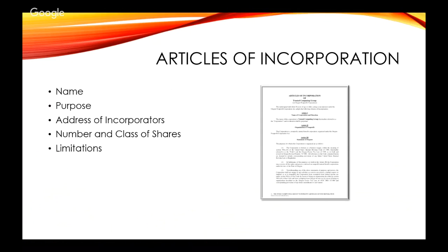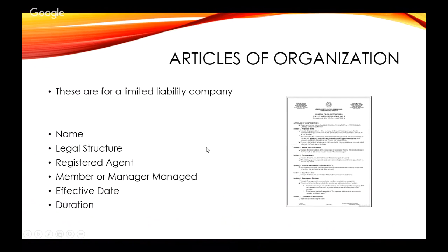Limitations would be things like you're not authorized to establish a series, which for an incorporation is not even necessary because a series would be an LLC. But you would see that limitation in Articles of Organization, which is what we will talk about next. Articles of Organization are used to establish a limited liability company or LLC.